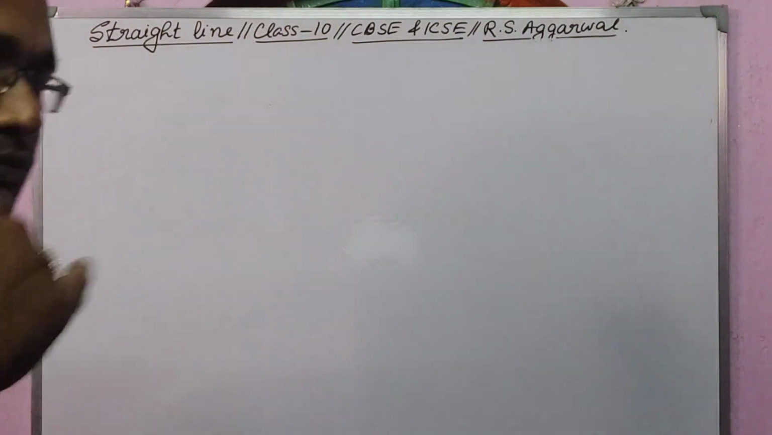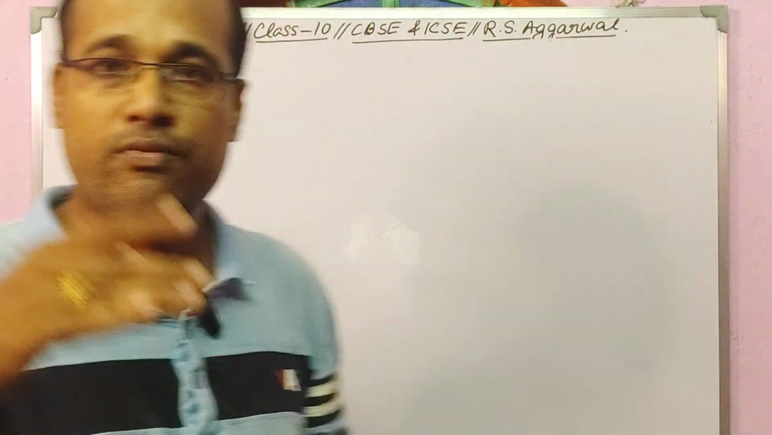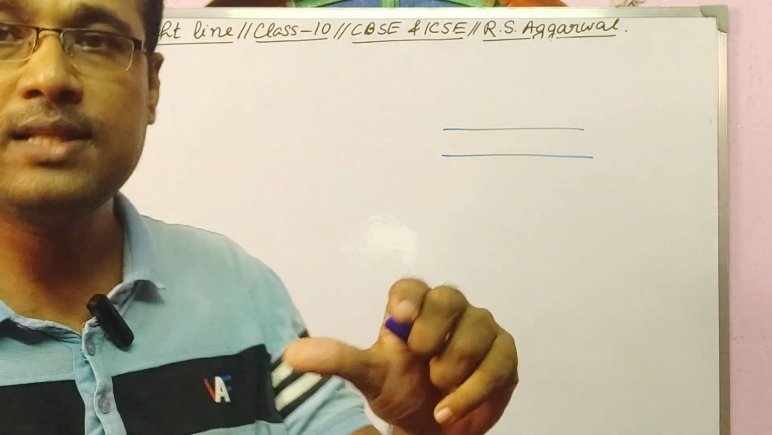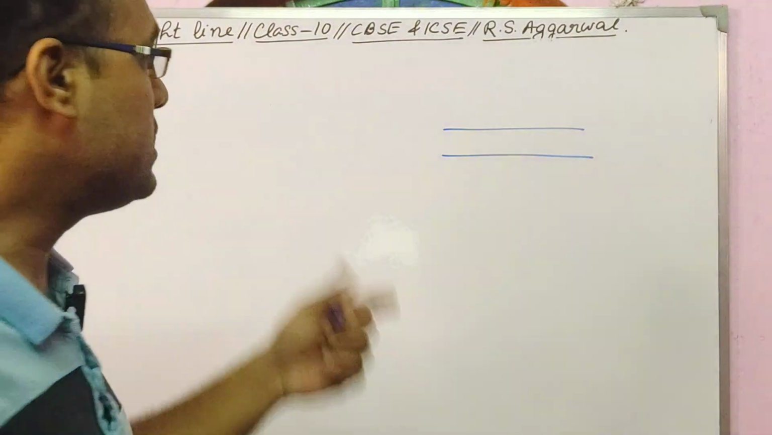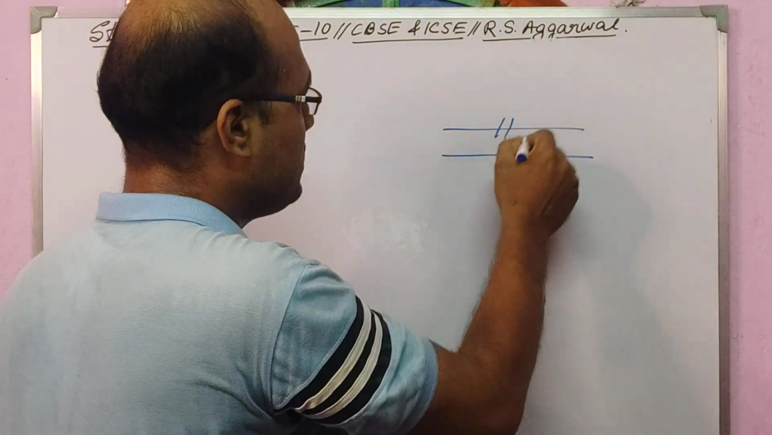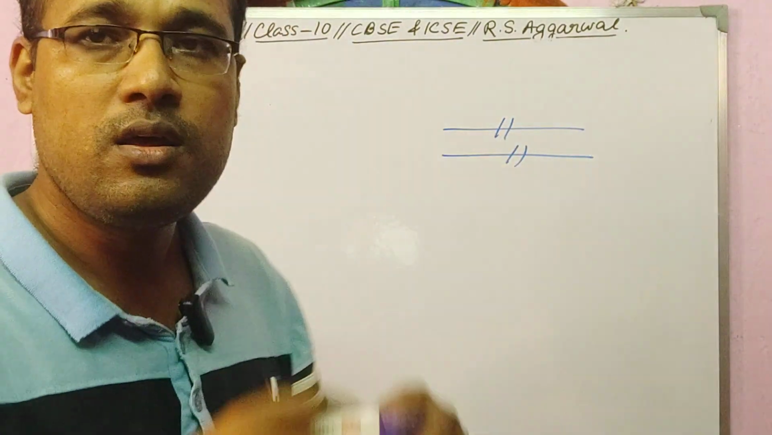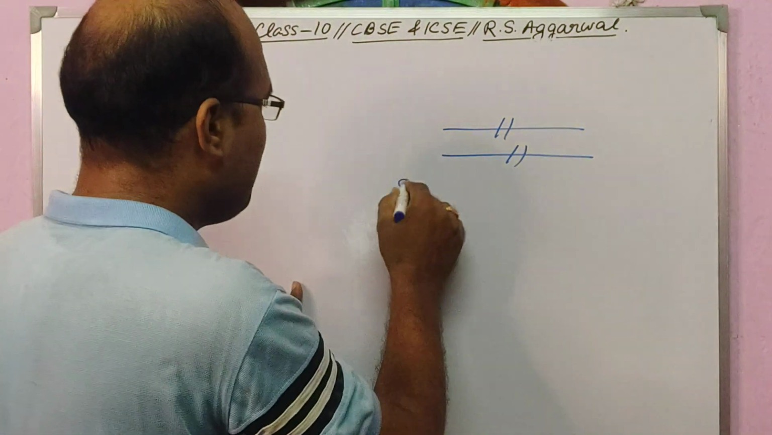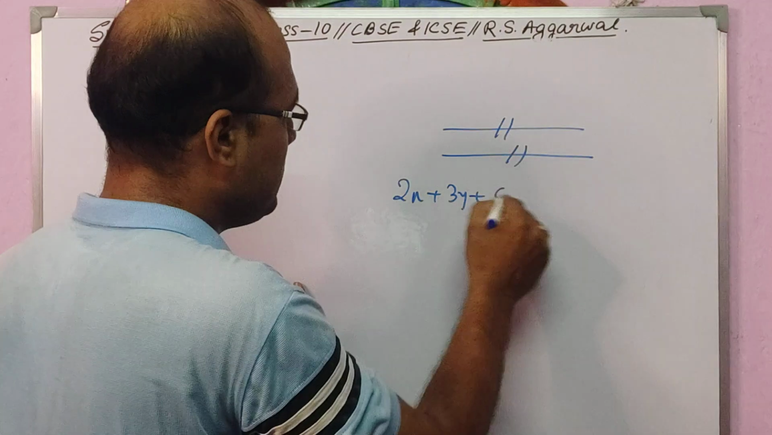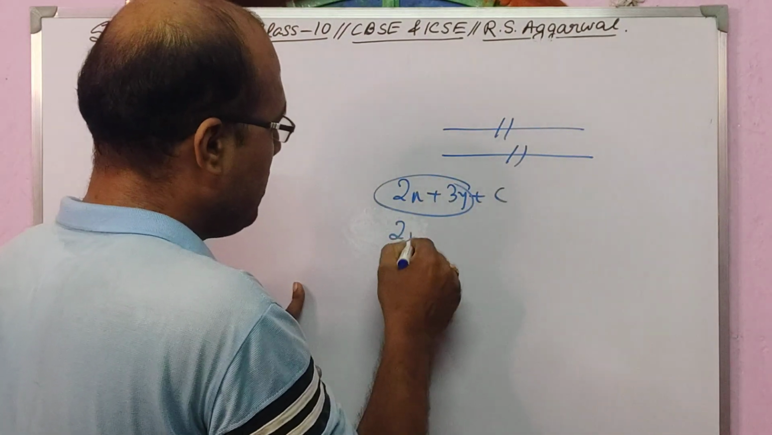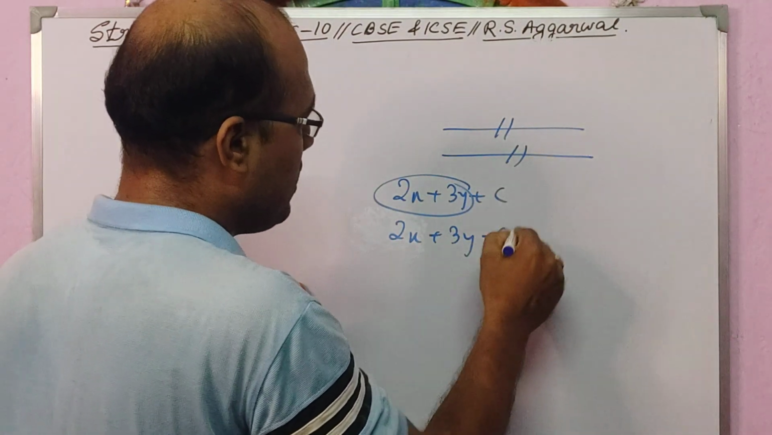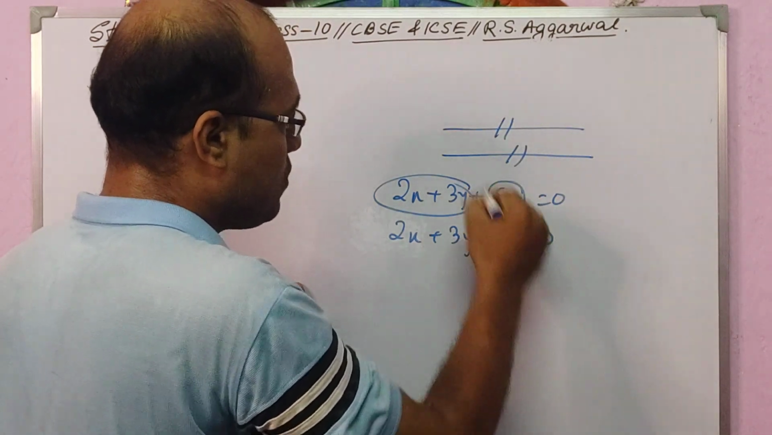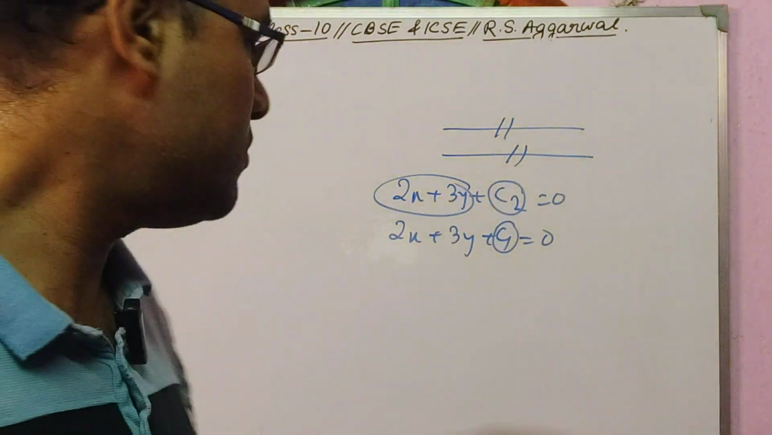Next, what are parallel lines? All lines which are parallel, their slopes are equal. For parallel lines like 2x plus 3y plus c1 and 2x plus 3y plus c2, the x and y part will always be the same. Only the constant part will be different.